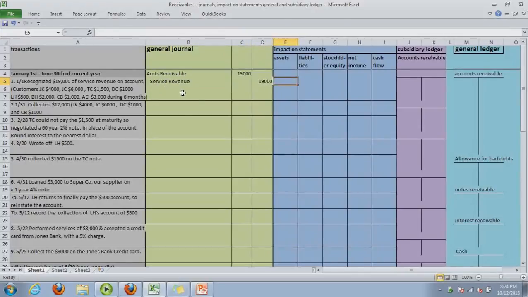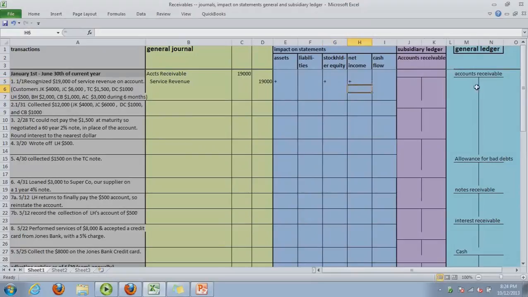So if we recognize revenue on account, we'll see our assets going up because of accounts receivable. I always do this. And we see service revenue is a retained earnings account, it's a temporary account. So with closings, retained earnings goes up, stockholders' equity. And the income, of course, we have more profits if we have revenues, so that's going to go up. And there's no cash flow.